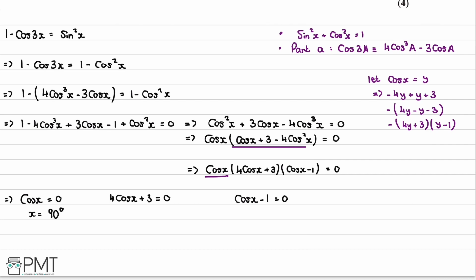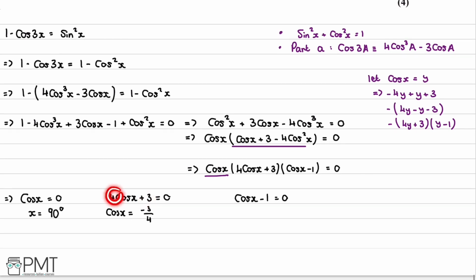We have here that we'll say that cos of x is equal to -3 over 4. So how do we get that? We subtract 3 from both sides and then divide by 4 to get this cos x on its own. And then putting this into the calculator, we get that x is equal to 138.59 and so on, which will round to 139 degrees.